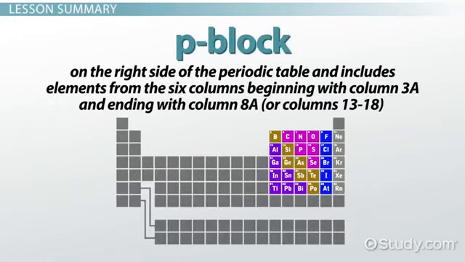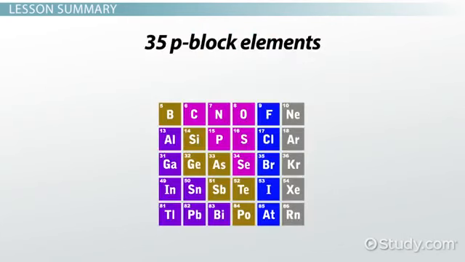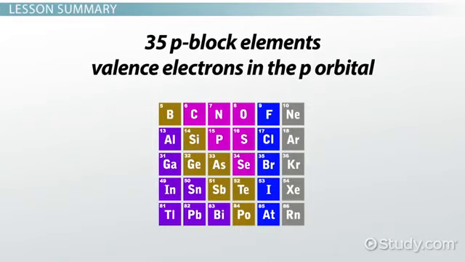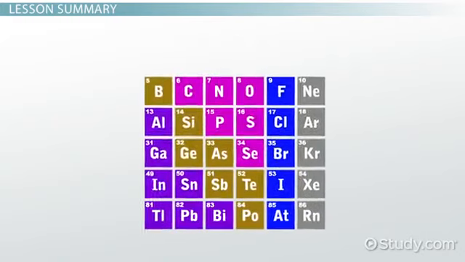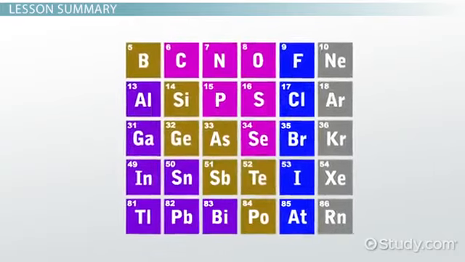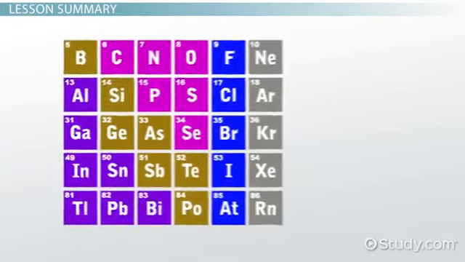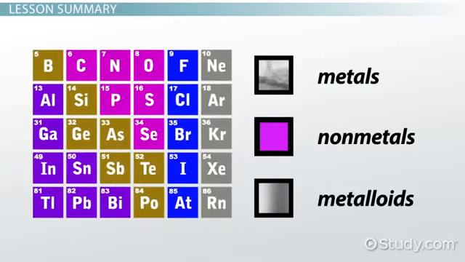The p block is the area of the periodic table containing columns 3A to column 8A, columns 13 through 18, not including helium. There are 35 p-block elements, all of which have valence electrons in the p orbital. The p-block elements are a very diverse group of elements with a wide range of properties. The p-block contains metal, nonmetal, and metalloid elements.